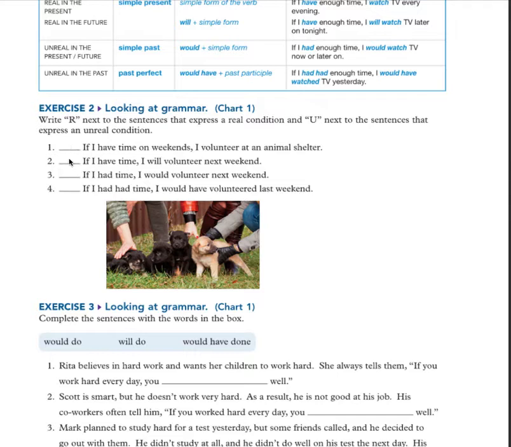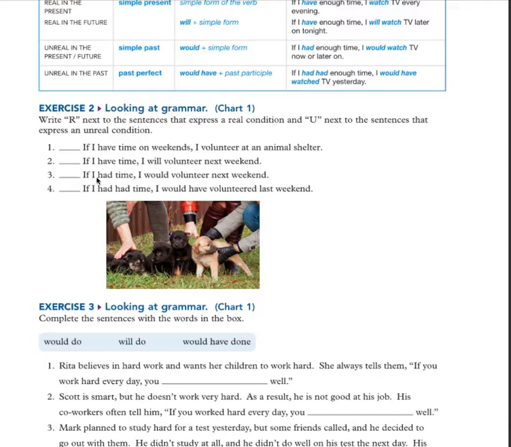Look at number 2. If I have time, I will volunteer next weekend. Look at the verb in the if clause, simple present. Look at the verb in the result clause, will volunteer. So you say, okay, this is going to be real in the future. Will and then volunteer. So it's real in the future, so put an R.